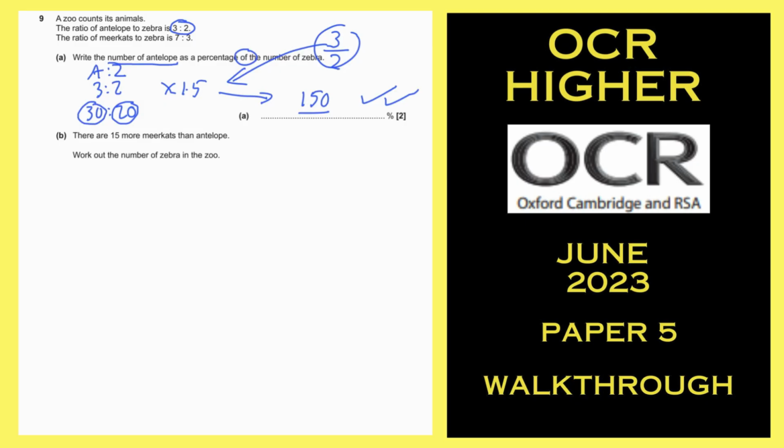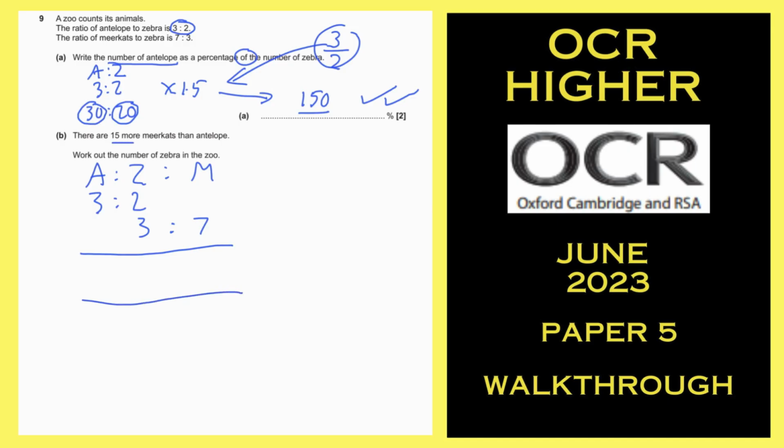It's a connected ratio. Find the connection, find where they sort of meet in the middle. Get it organised first of all. Antelope to zebra to meerkats. A to Z is 3 to 2. They've reversed it. Meerkats to zebra. So zebra to meerkats is 3 to 7. The sneaky little you-know-whats.